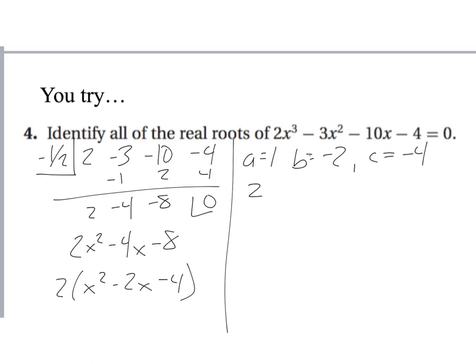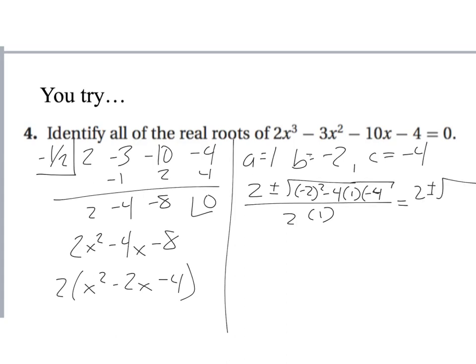So negative of negative 2 plus or minus square root of negative 2 squared minus 4 times 1 times negative 4. Be careful with your negatives on these ones. All over 2a. That is going to be 2 plus or minus the square root of, this will be 4 minus negative 16. So 4 plus 16, which is 20. So 2 plus or minus root 20 over 2.